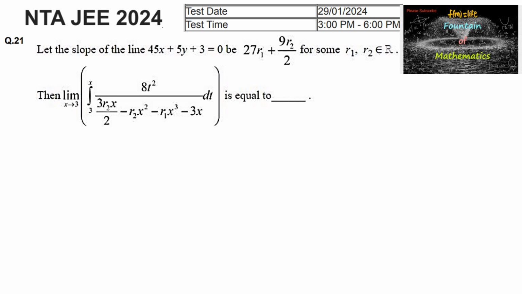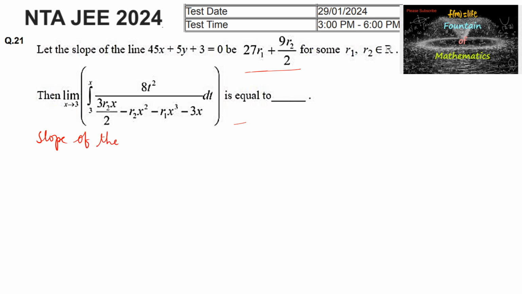So here, given the slope of the line 45x plus 5y plus 3 equal to 0 be (27 times r1 plus 9 times r2) upon 2, and then we need to find the limit of the integral from 3 to x of 8t square dt upon 3 r2 x upon 2 minus r2 x square minus r1 x power 3 minus 3x. So let's find the slope of the line.